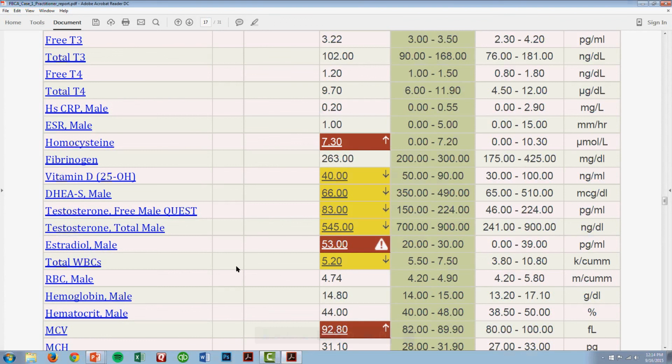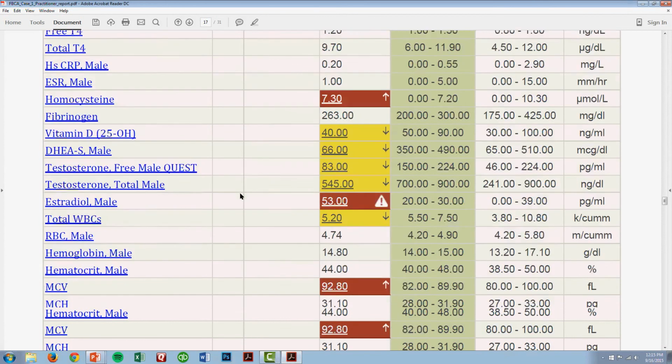But really, working with this guy's sex hormone issues will help with a lot of those issues that he came with: the low libido, the fatigue, the immune issues that he was having.